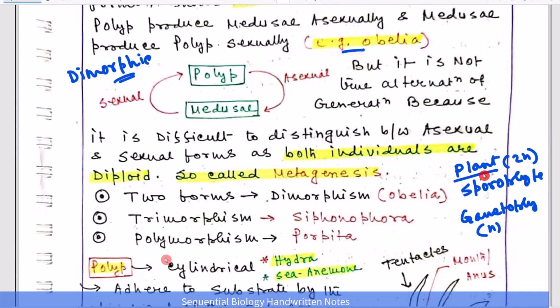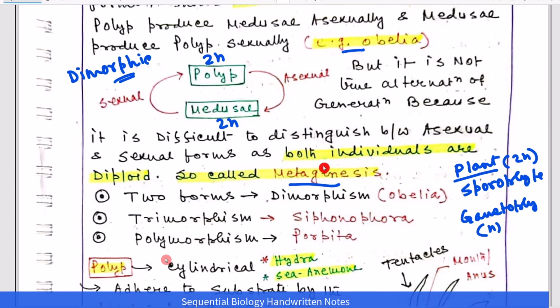Then what is alternation of generation? Alternation of generation means when an individual shows haploid and diploid stages alternately. But since the polyp and Medusa are both diploid, so this is not true alternation of generation, and this type of life cycle pattern is called metagenesis, not true alternation of generation.